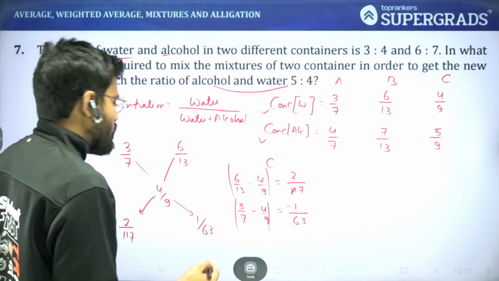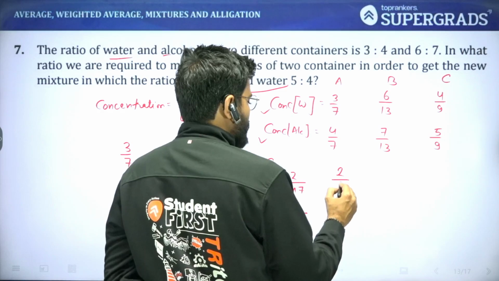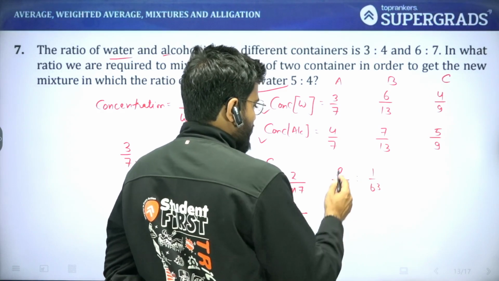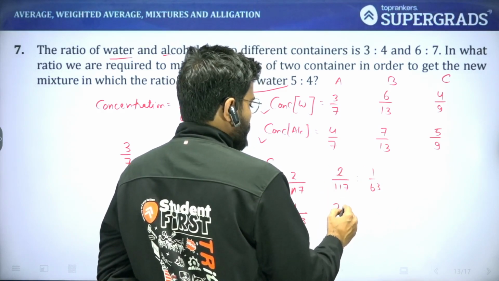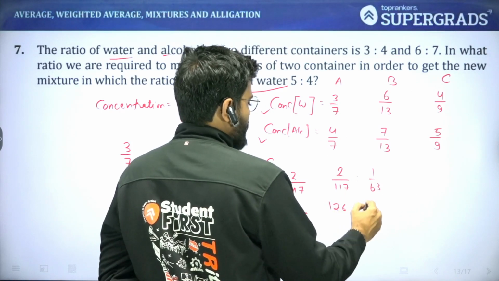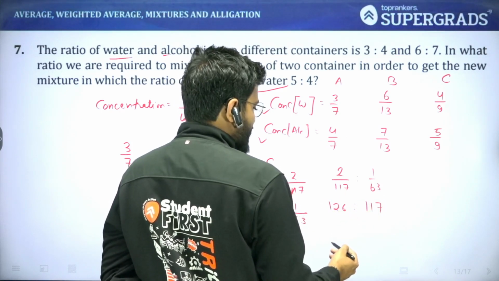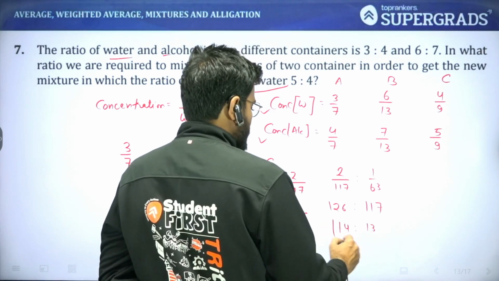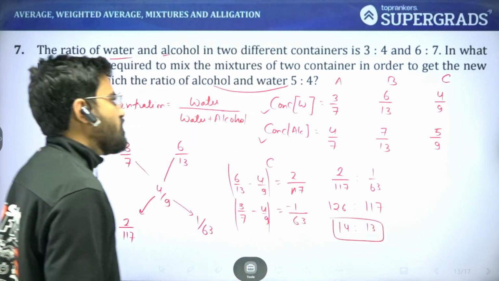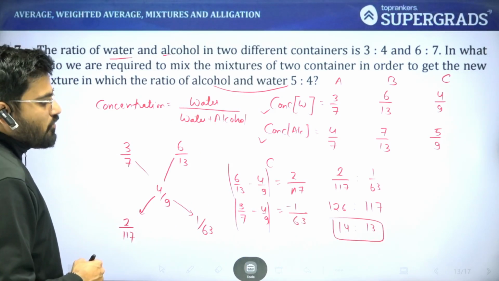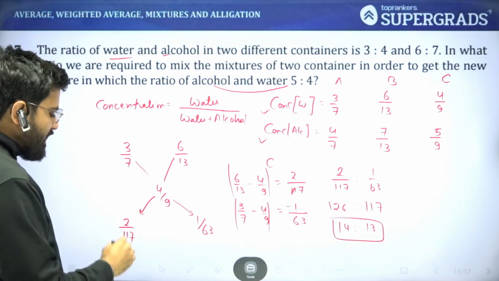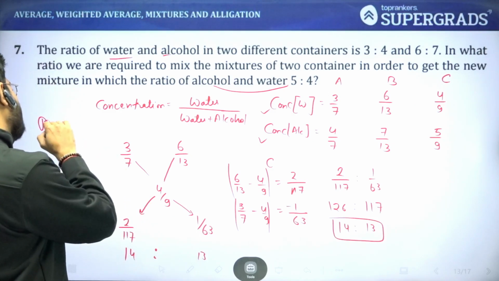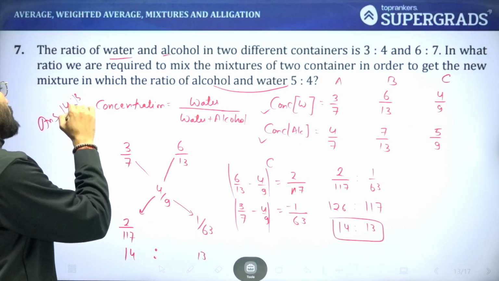If I take the ratio, what will be the ratio? 2 by 117 is to 1 by 63. So here we multiply by 63. 63 into 2 is 126. Here we multiply by 117. Cancel this by 9, so this becomes 14 and this becomes 13. So the ratio in which they should be mixed is 14 is to 13. So in what ratio we are mixing A and B? We are mixing A and B in the ratio 14 is to 13. So the answer here is 14 is to 13.